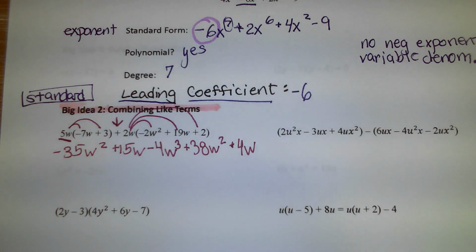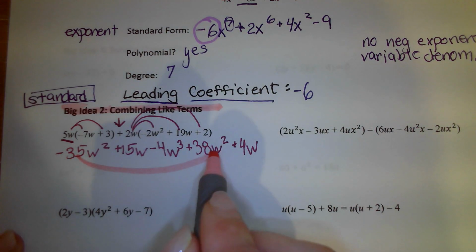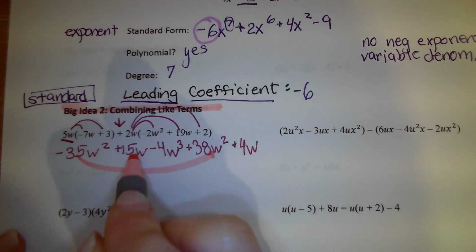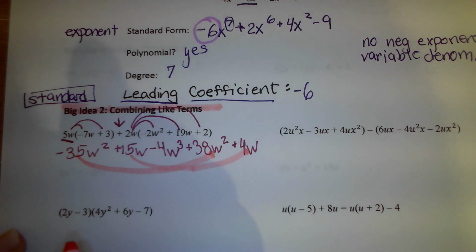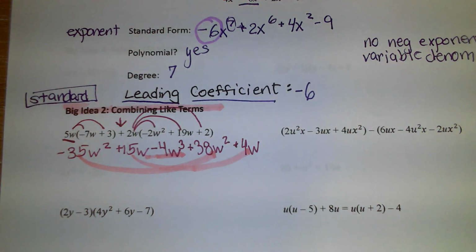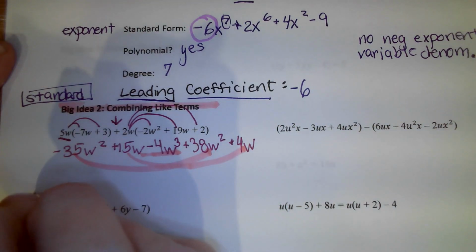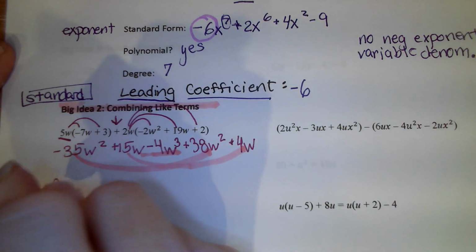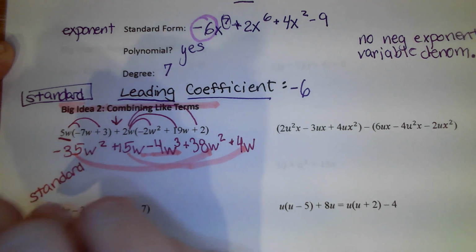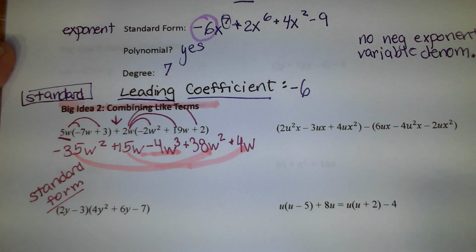Now, I've distributed. The last thing to do is combine like terms. So I want to match up my w squareds with my w squareds, my w with my w to the first, and w cubed is the only one of its kind, so it stays by itself. Now, once I do this, I always want to put my answers in standard form. We should be defaulting to that always from now on, now that we know it.